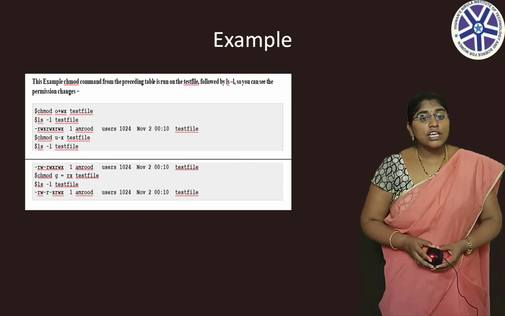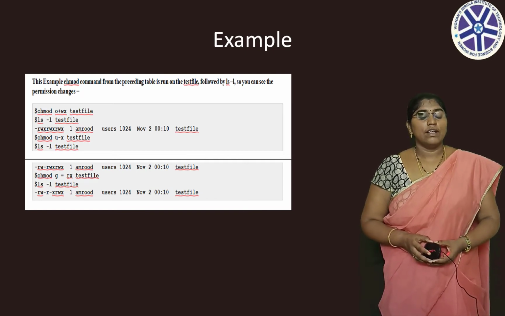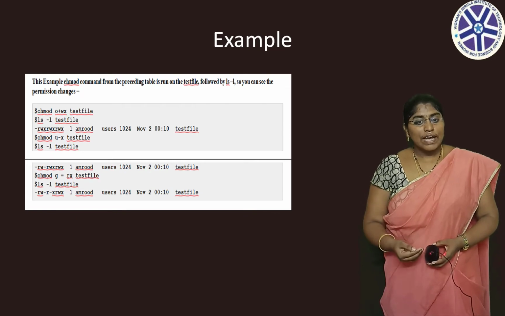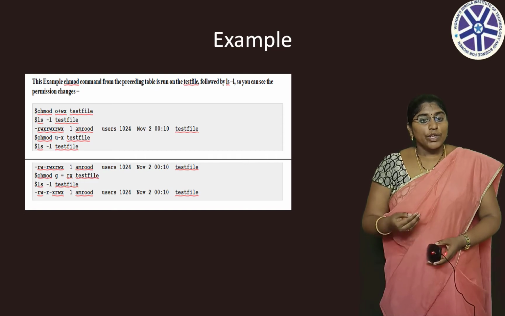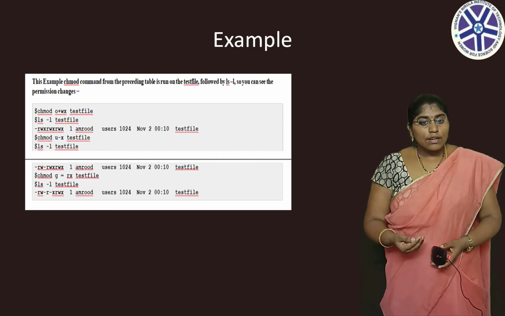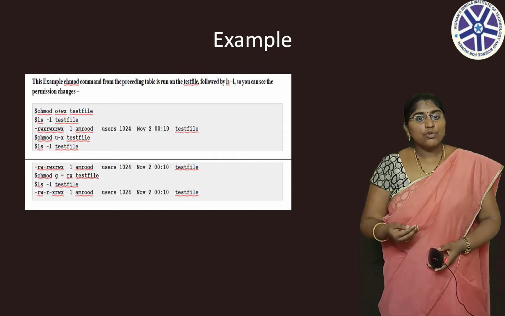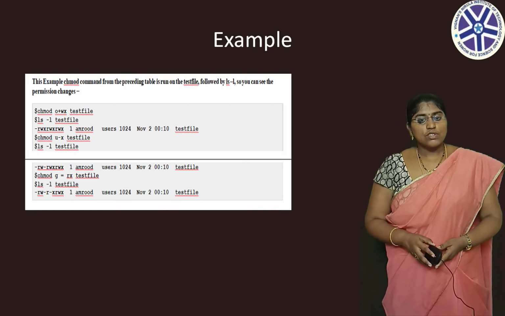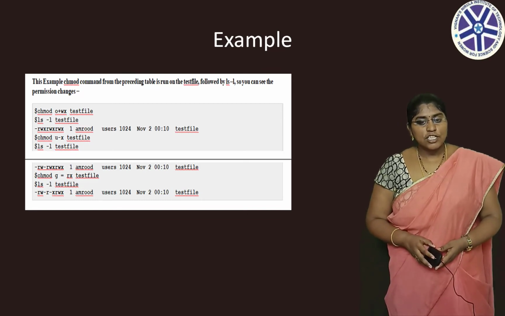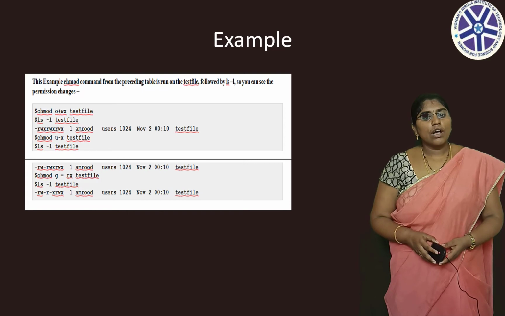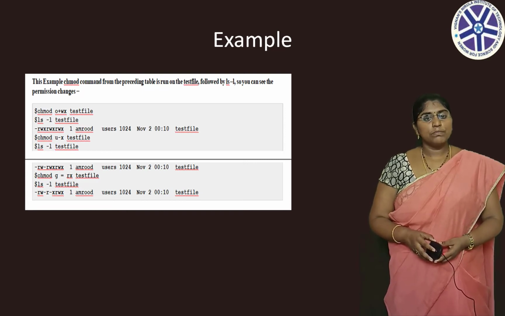Next one is $chmod u-x test file. So here the file name is test file. U-x means you remove the execute permission from the user file type. So these are the examples for the chmod command. Using the chmod command, we can also use absolute permissions.